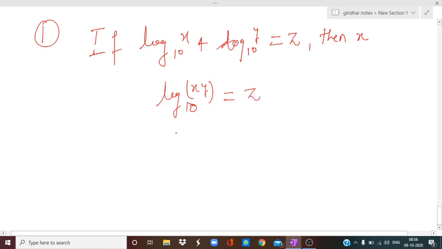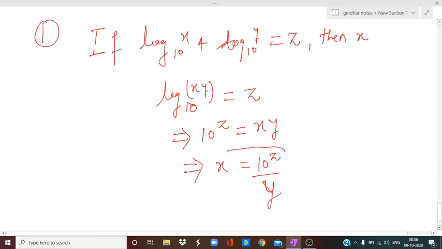Now you can use the definition from here: a to the power x equals m. Therefore you can calculate x from here. This is 10 to the power z upon y. This is the value of x in terms of y and z. In the options they have provided it this way only.